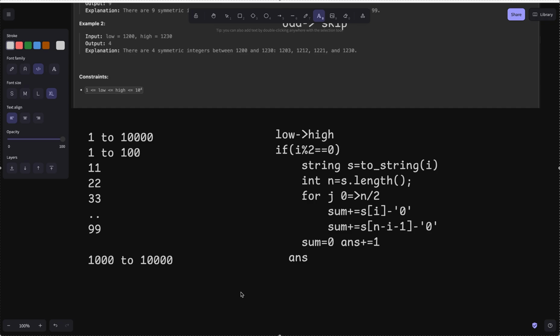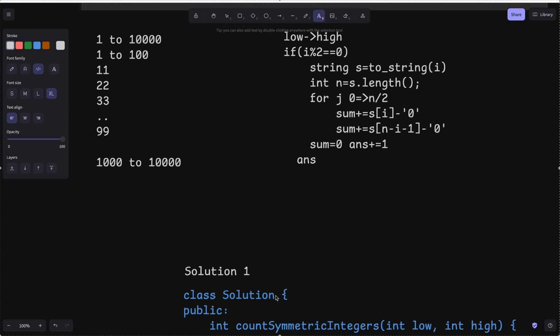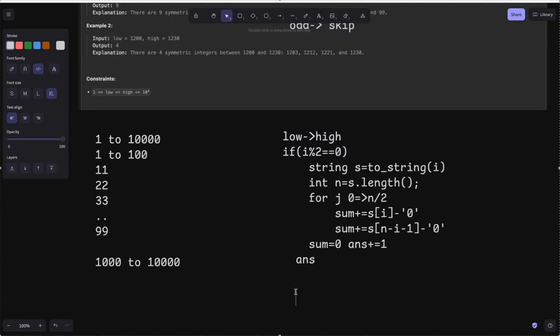Hence here we can write the condition that if my number is less than 100 and number is divisible by 11, then I can mark this number as a symmetric integer. So my answer would be answer plus 1.